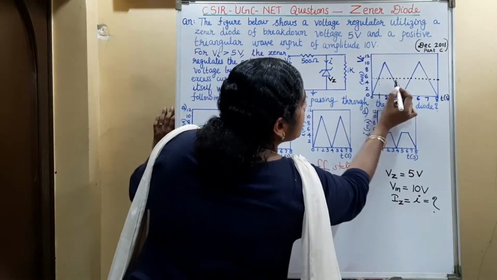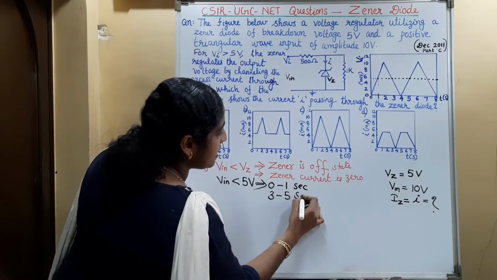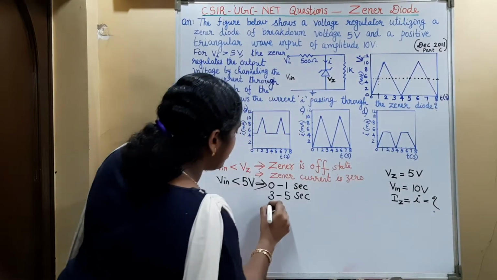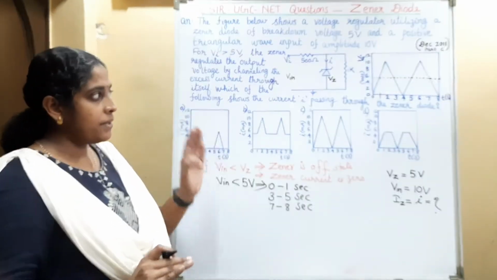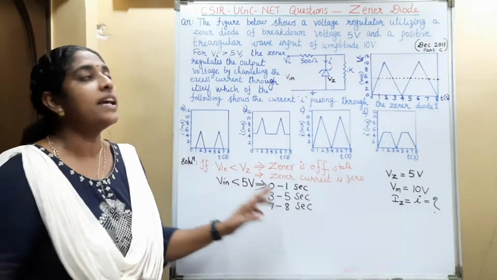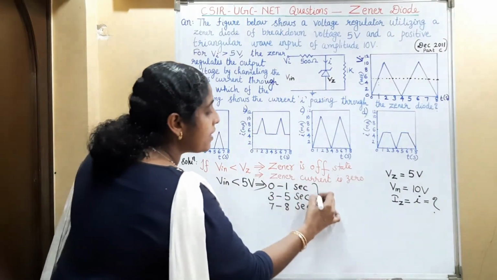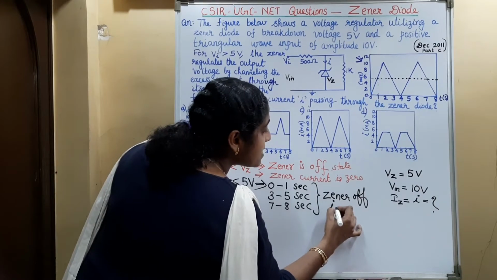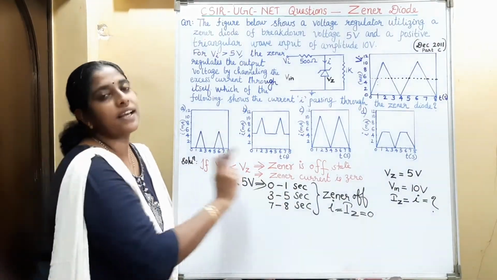And next from 3 to 5 second, again this input voltage is less than the 5 volt. And again from 7 second to 8 second, this input voltage is less than the Zener voltage, that is 5 volt. So from the given triangular input waveform, it is clear that from 0 to 1 second, 3 to 5 second and from 7 to 8 second, the input voltage is less than the Zener voltage. That is, during this time interval, the Zener is in the off state and the current passing through the Zener diode will be 0.